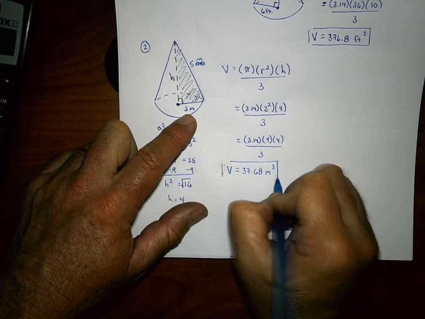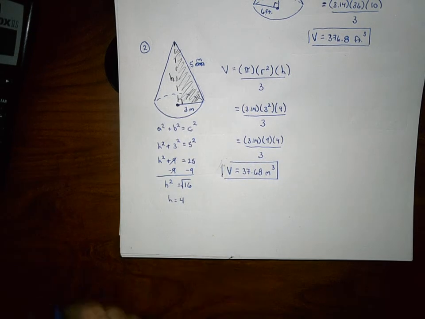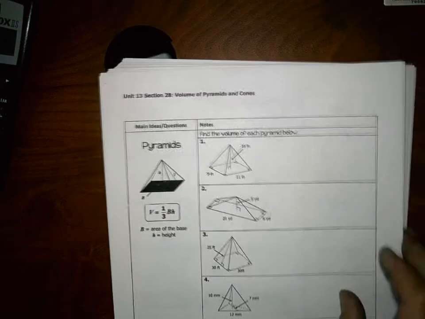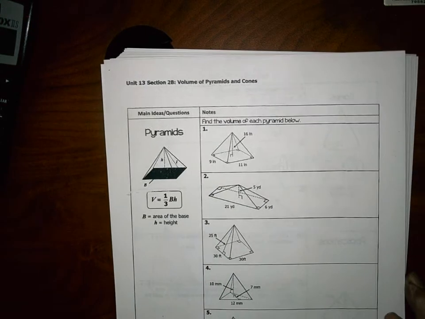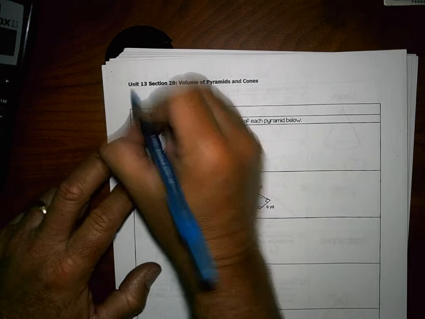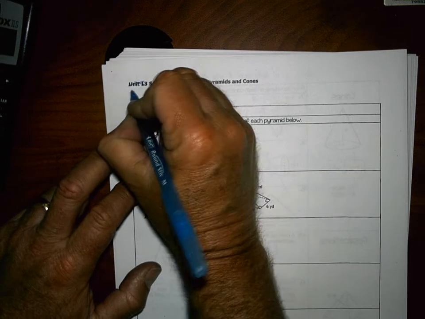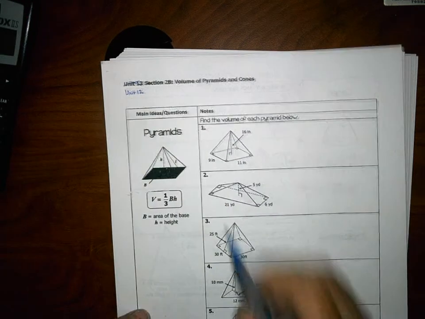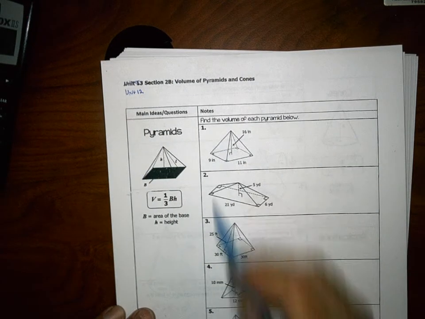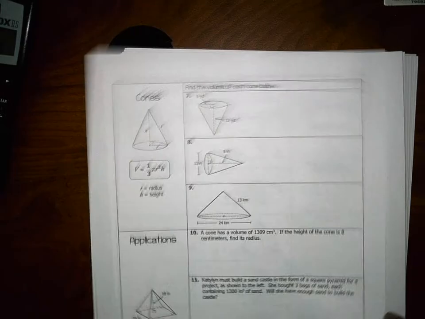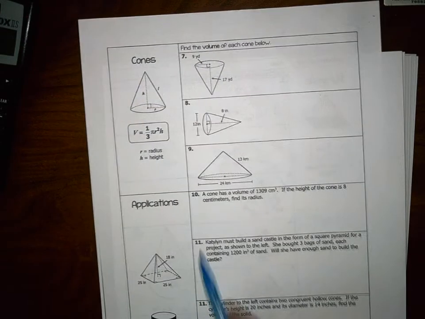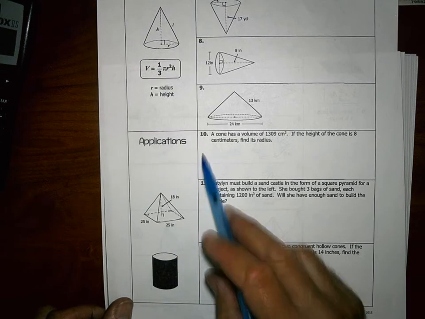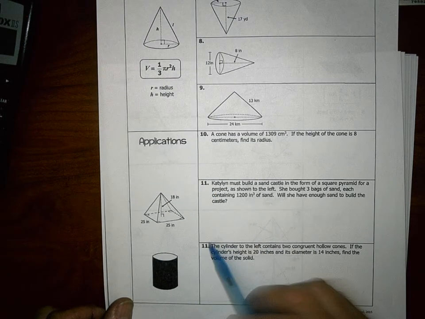All right, so at this point, your teacher is going to give you this exact handout. It says Unit 13, Section 2B, Volume of Pyramids and Cones. Please change the Unit 13 to Unit 12. Then your assignment, which I'm going to check on Monday when I see you again, is to do all the problems, numbers 1 through 11. There are 2 number 11s, so if you notice on the very back side, do all the problems, numbers 1 through 11. All right, see you guys on Monday.